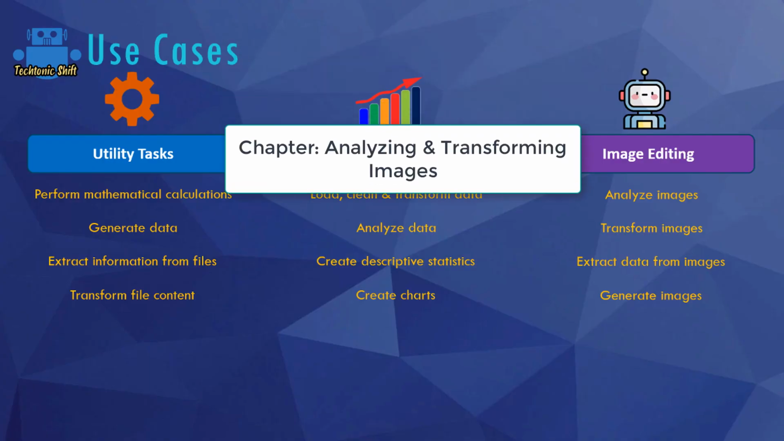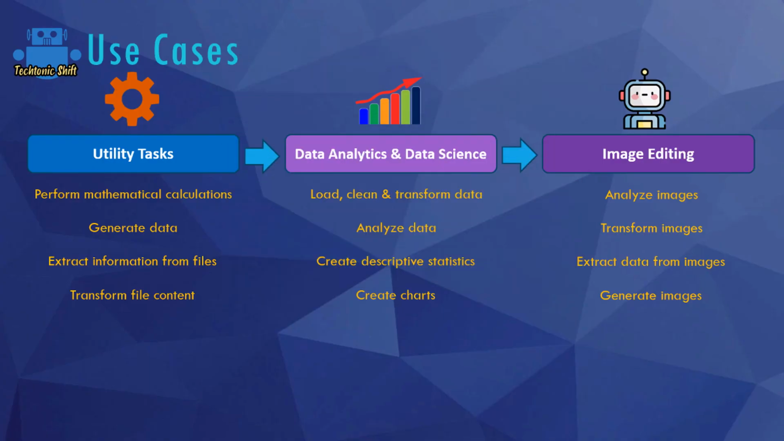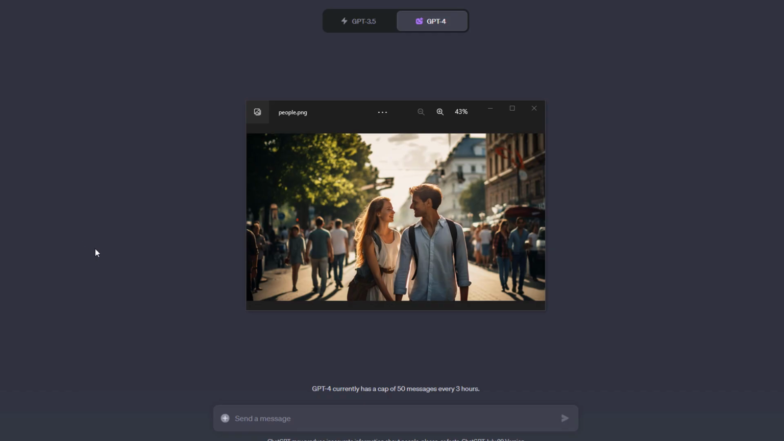So let's move on from data analytics now to maybe a more exciting topic. Now it's all about image editing. This means we will see how we can use the code interpreter to analyze and transform images, to generate new images, and also to extract data from images. Data here means metadata, but also other things like text in an image. Really exciting things. What we need, though, are images. So I'm starting with this people image generated from Midjourney, with two people walking through the streets on a sunny day.